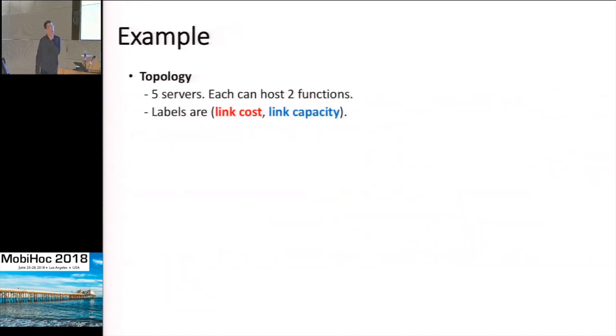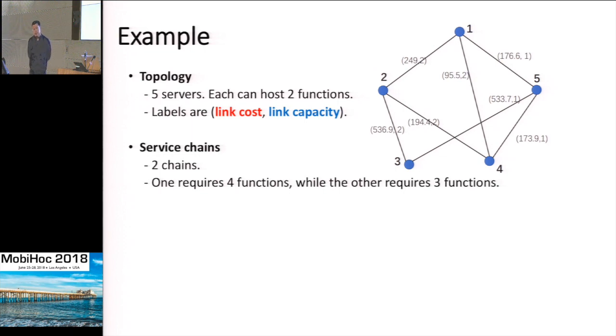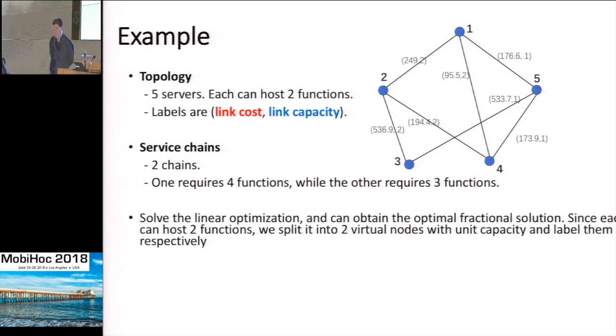This is an example here. In here are 5 servers. Assume each server can only host 2 functions, and I also have labels for the link cost and the link capacity. For example, the link between node 1 and node 2 has 249 and 2, which means the first number is the link cost and the second number is the link capacity. Let's say I have 2 service chains. One requires 4 functions, the other requires 3 functions. So they're heterogeneous service chains.